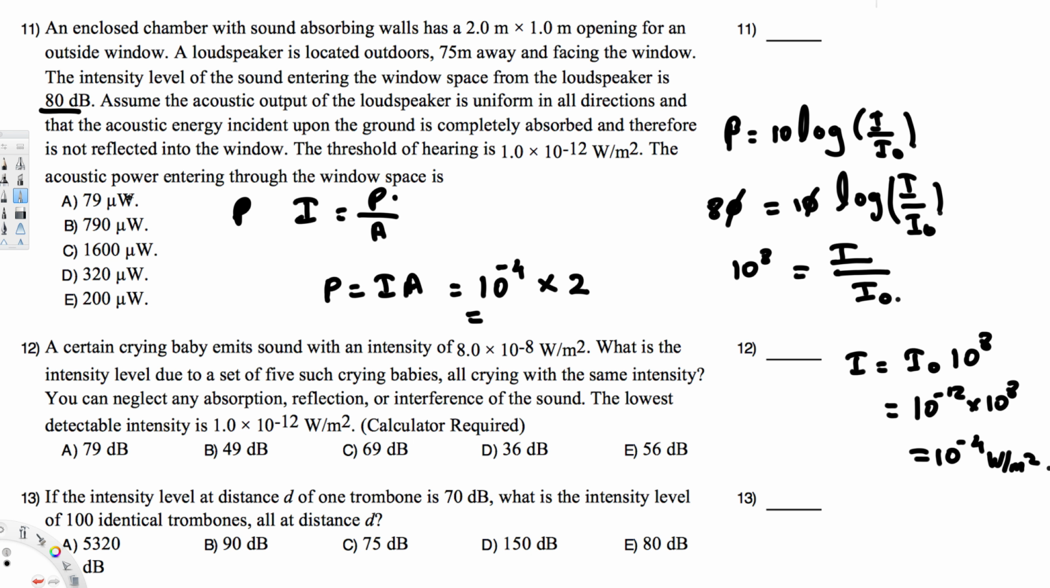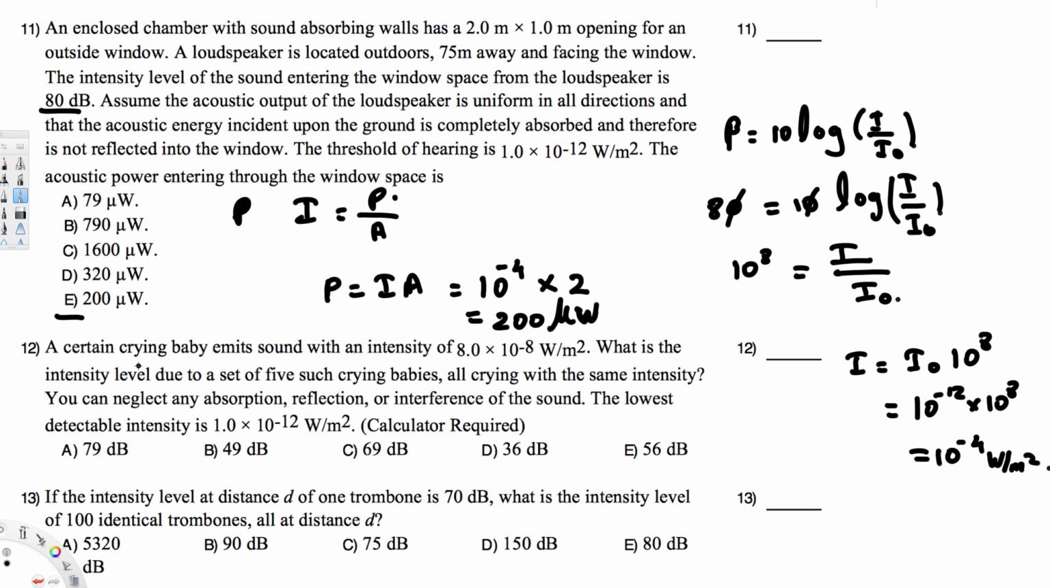Here if you notice, the answers are given in microwatts. To get this in microwatts, we have to have power 10 to the power of minus 6. So all we have to do is add 2 zeros, and that's going to make this 10 to the power of minus 6. So this is going to be 200 microwatts, because if you put 2 zeros right here, this is going to be 10 to the power of minus 6. 10 to the power of minus 6 is basically micro. So this is going to be 200 microwatts. So the answer is C.